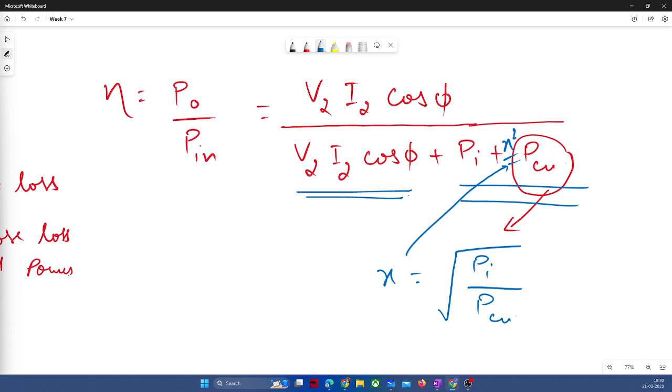So in the chat box there are certain questions. So what is IW? IW is nothing but the active component of your current, that is delivering the power to the load.